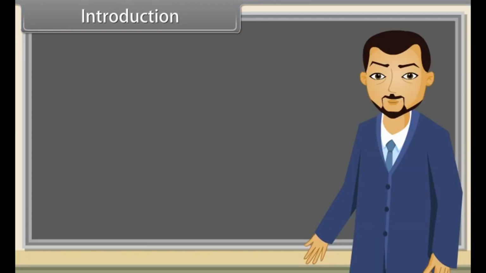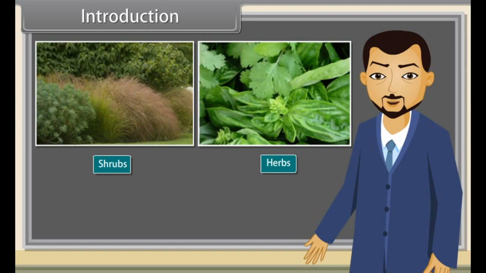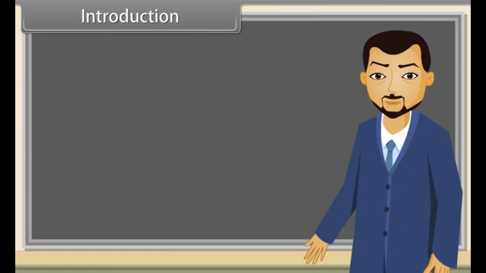This is the most abundant and widespread group of plants on earth. Flowering plants are found in most habitats, from deserts to polar regions, and include species of trees, shrubs, and herbs. Can anybody give me an example of a flowering plant? Lily, tulip, crocus, etc. Well said, Ramesh. In this lesson, you will learn anatomy of flowering plants.